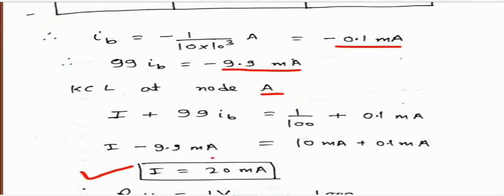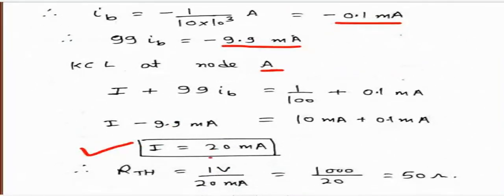My voltage is 1 volt, current is 20 milliampere. So 1 volt upon 20 milliampere is nothing but 50 ohm. So the RTH answer is 50 ohm.